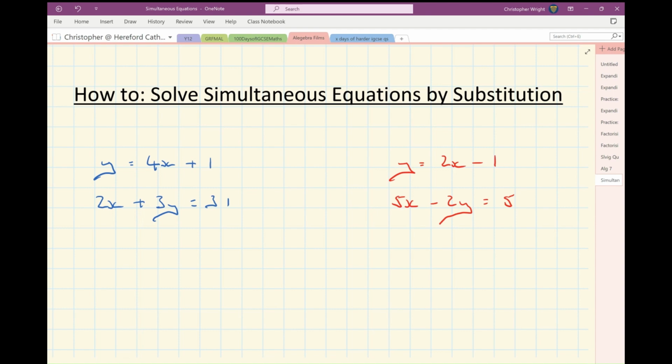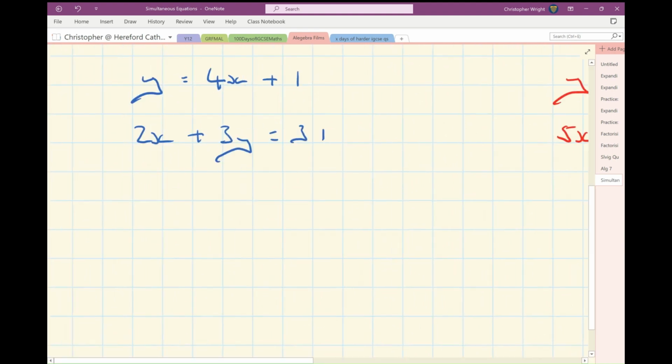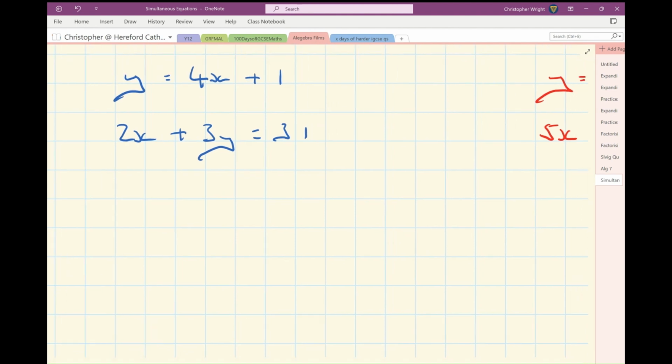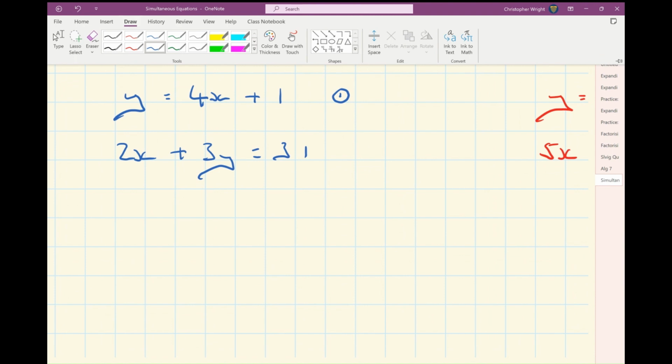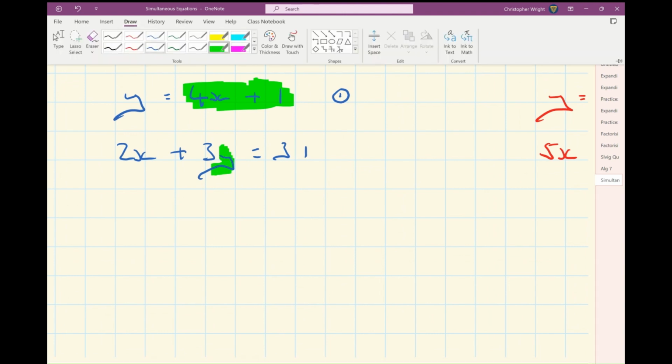Right, now let me teach you how to solve simultaneous equations by substitution by looking at this blue example here. I've got two equations, and I have to solve them to find what values of x and y satisfy both equations. Equation 1 tells me that y is equal to 4x plus 1. So what I'm going to do is rewrite the second equation, but instead of writing y, I'm just going to write 4x plus 1, because after all, y equals 4x plus 1.